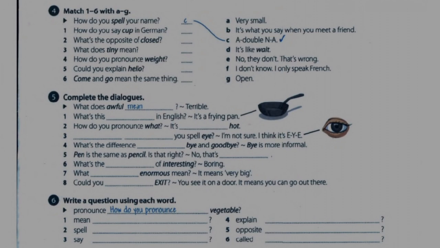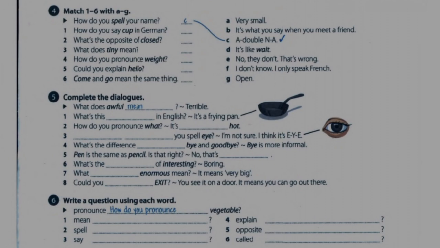E-Y-E. Number 4. What's the difference between bye and goodbye? Bye is more informal. Number 5. Pen is the same as pencil. Is that right? No, that's wrong. That's not right.